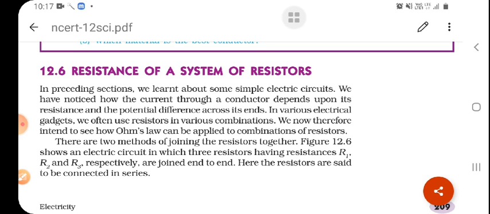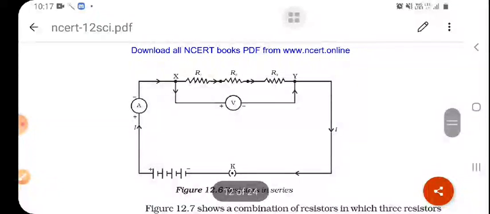A number of resistances can be connected in two ways in a circuit, that is, series and parallel combinations. In the series combination of resistances, two or more resistances are connected end to end such that the second end of the first resistance is connected to the first end of the second resistance, and so on. The resistances are said to be connected in series between the two points x and y.